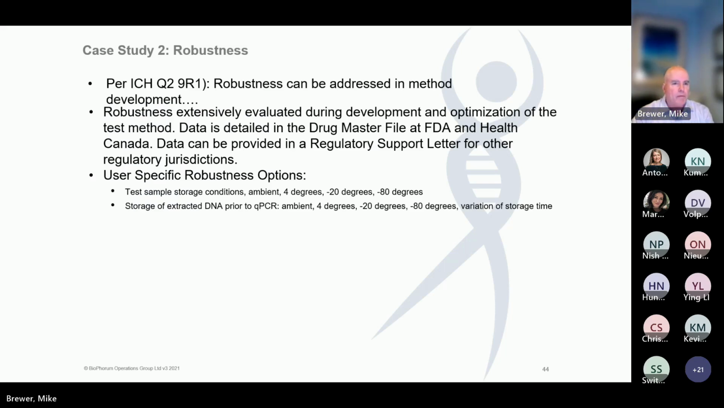Robustness can be addressed per ICH, and can be addressed in method development. We extensively evaluated the robustness of the method, and that data is detailed in the drug master file. But many of our customers include user-specific robustness options, and a couple of examples of that are test sample storage conditions following extraction, evaluating multiple conditions, and also storage of test samples as well as storage of extracted DNA. So those are 2 examples of robustness testing.